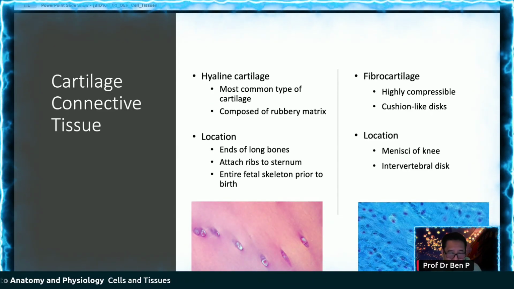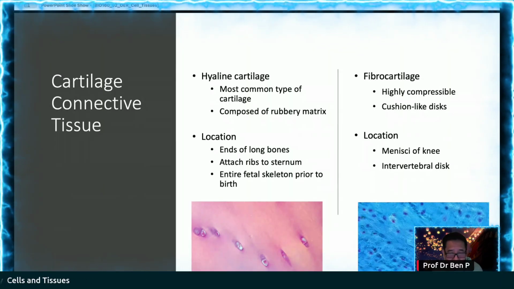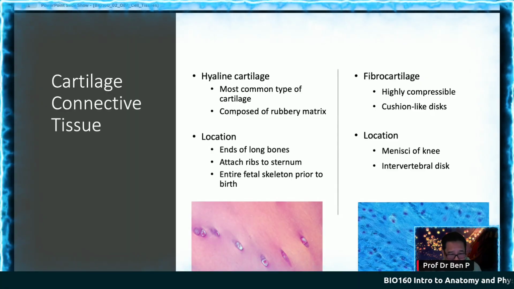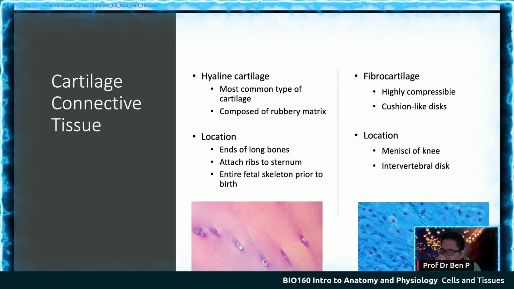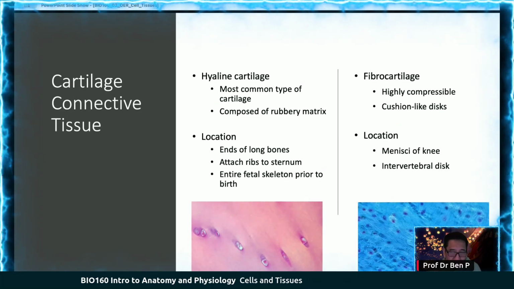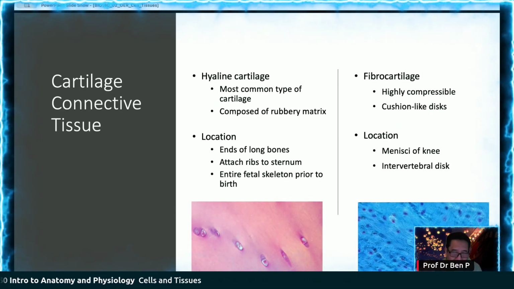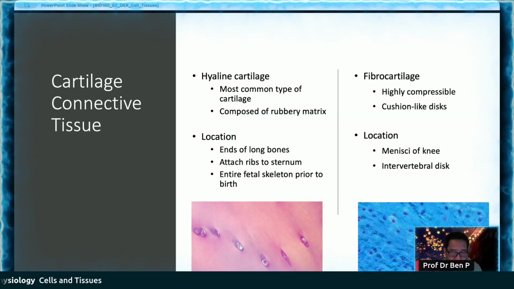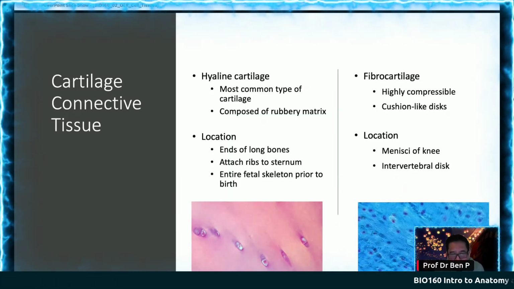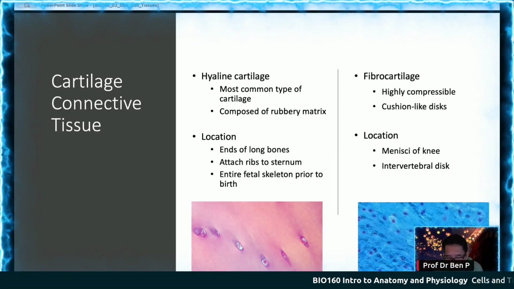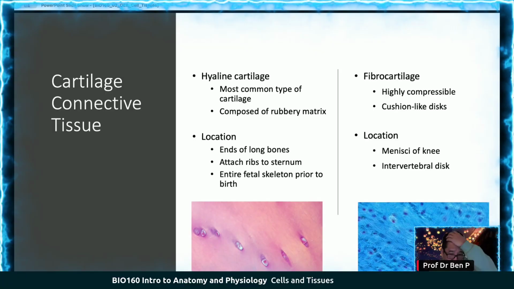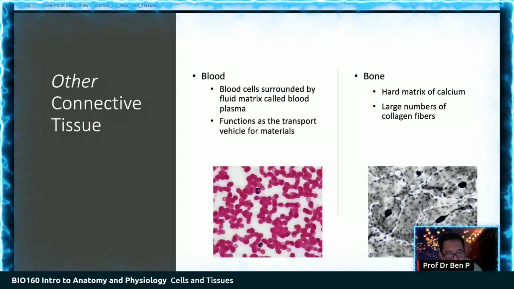Fibrocartilage is highly compressible. Usually these are thick, fibrous cartilage. Think of your meniscus in your knee, or the intervertebral discs. These are more packed and don't actually move much. They're just there for absorption in your knee joint and your vertebrae when you walk or run, absorbing those impacts to your body.